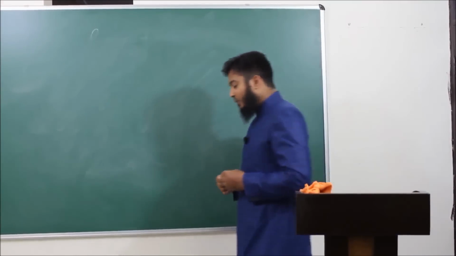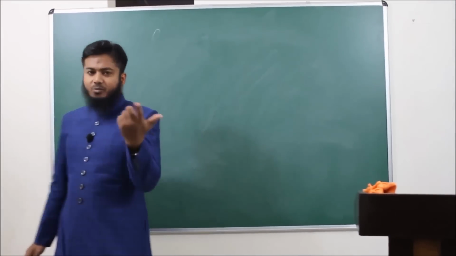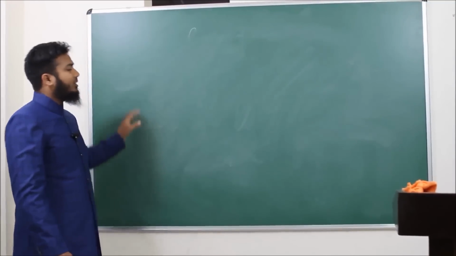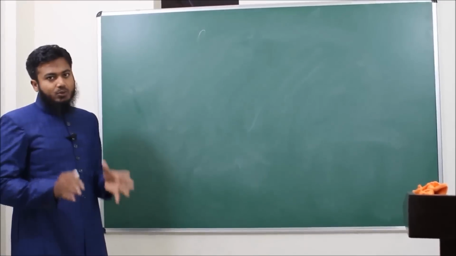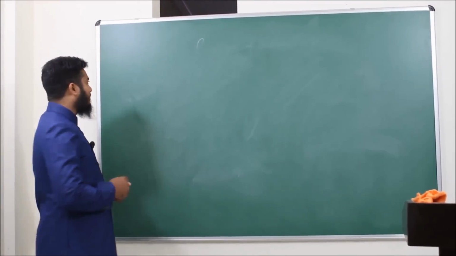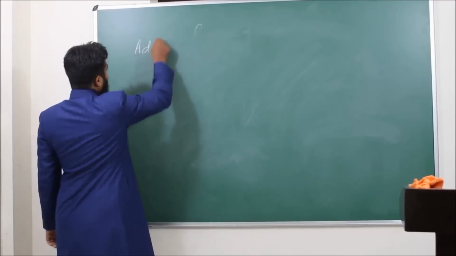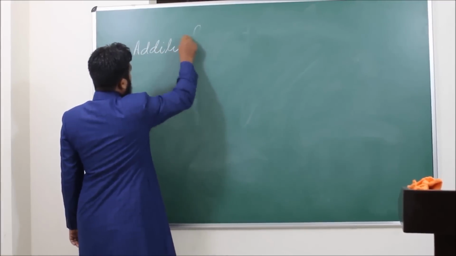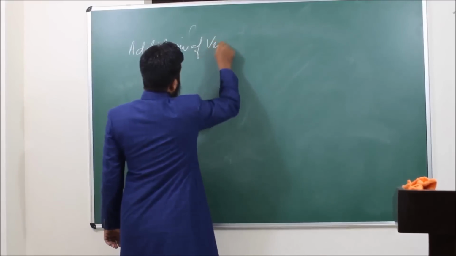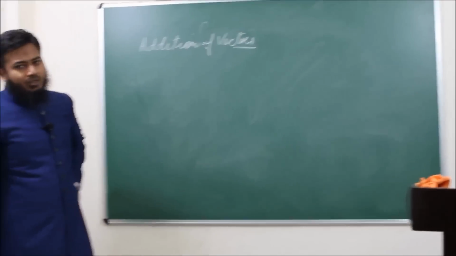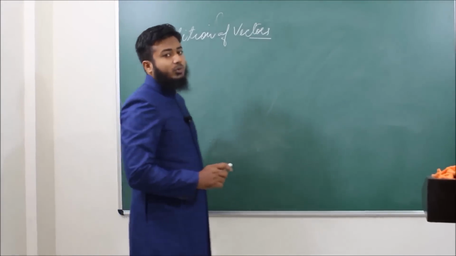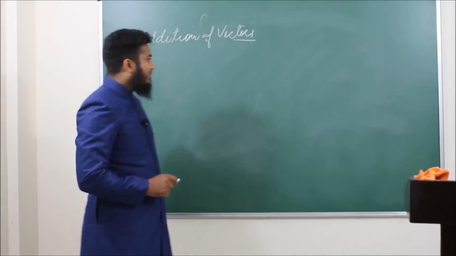Next is, so this is the representation and some points related with the representation of the vector. Now the next thing is addition, how to add two vectors. So addition of vectors. We use two methods for adding two vectors. One of them is triangle rule.